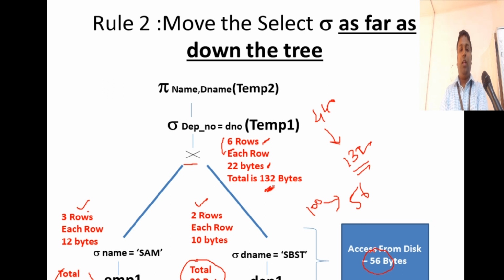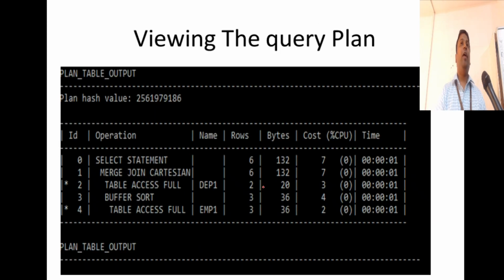So what we get here is 132 bytes. See, I have run the query plan, I have got the result, I have just pasted it here. You can very well see in the query plan that from the employee table it selects 36 bytes, and from the department table it selects only 20 bytes. And the intermediate relation that it generates is 132 bytes. So when it applies this heuristic rule, this kind of a reduction happens.